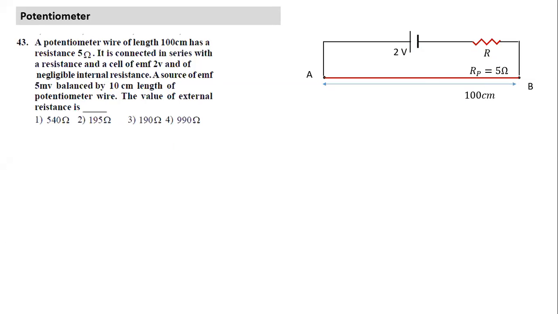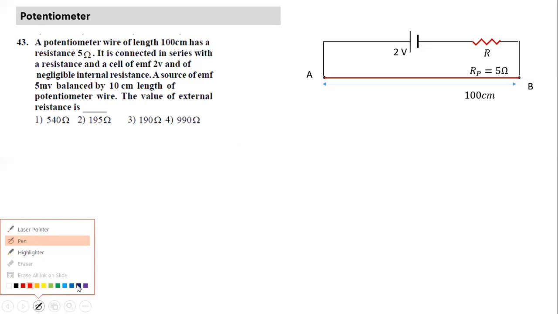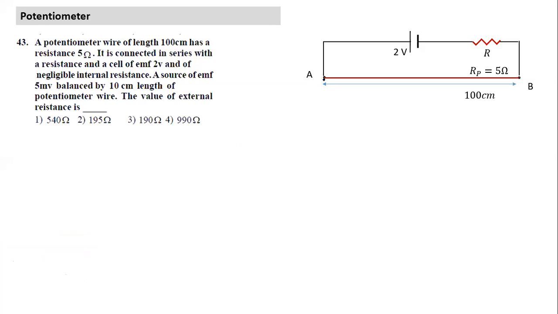So what does this sentence mean? A source of EMF of 5 millivolts is balanced by 10 centimeter length of potentiometer wire. What does this imply? If I have to visualize what it means, if I have to draw: what is there in the secondary circuit? In the secondary circuit, a battery is connected and the battery EMF is 5 millivolts, and through a galvanometer. It says it is balanced by 10 centimeter.